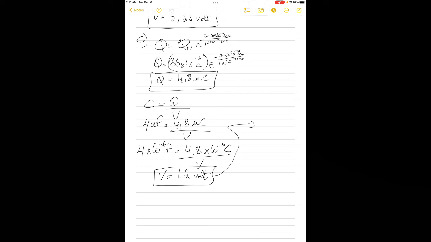And then you can use the amp equal to volt divided by resistance. So the amp here will equal 1.2 volt divided by 25 ohms, and the amp will equal 0.048 amp.